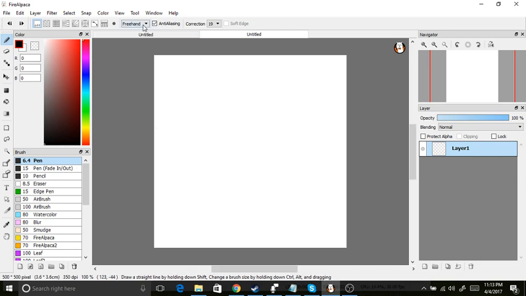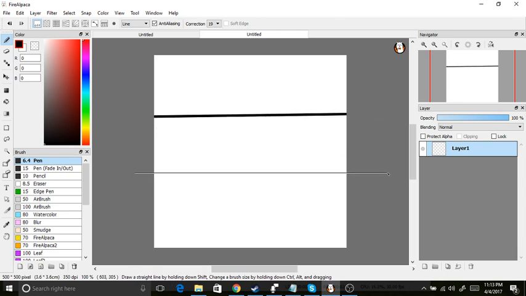Now, some other stuff that can help you is, if you want to know how to do a straight line, look at this. Bang. Straight line. Bang. Like that. Okay. But yeah, that's how you make a straight line. Pretty easy, right? Just if you were wondering.